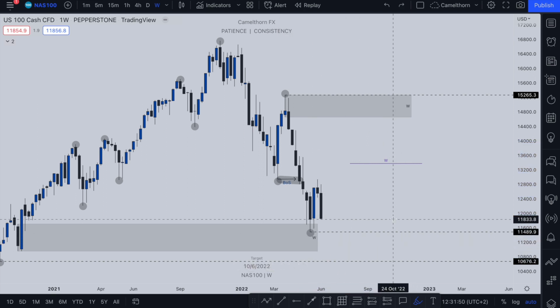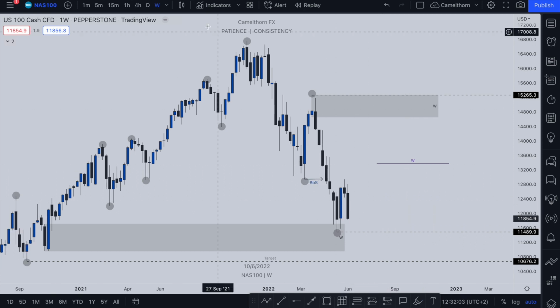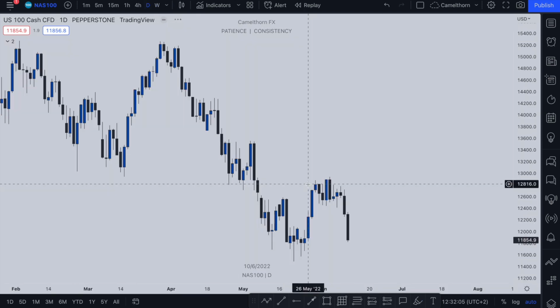but we understand that this is now our weak low. All right, so from that weekly, we're going to drop down to our daily time frame now.